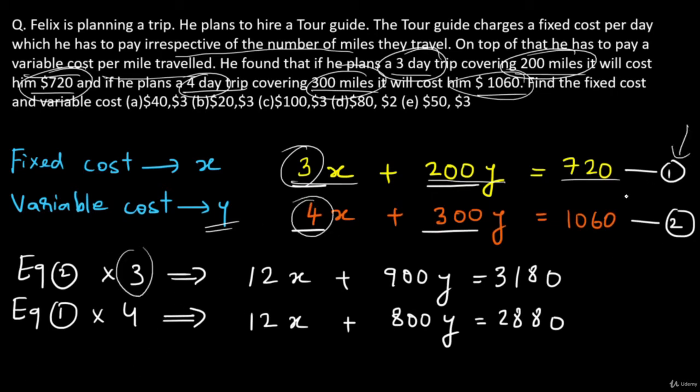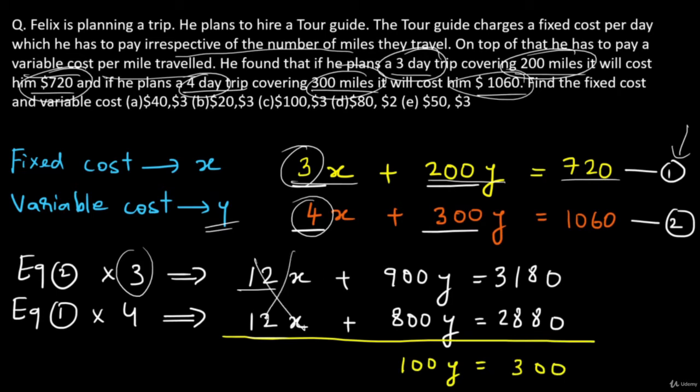So we multiplied equation 1 with 4. So in that case, the coefficient of x in equation 1 and 2 will become 12. So that's what we've got over here. Now let's subtract, and these two get cancelled out. 900 minus 800 is 100. So we get 100y is equal to 300, or y is equal to 300 by 100, which is equal to 3.